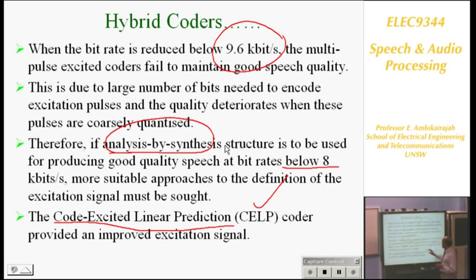Okay. So this is the coder. It's the main part that you need to know. You need to know the other bits as well, but this is very important. What is the CELP coder? What is code excited linear prediction?